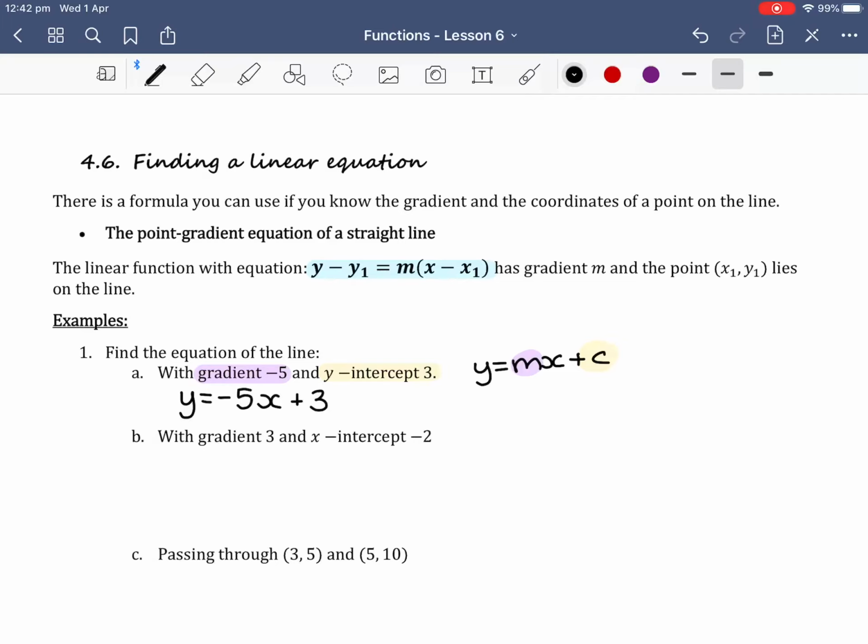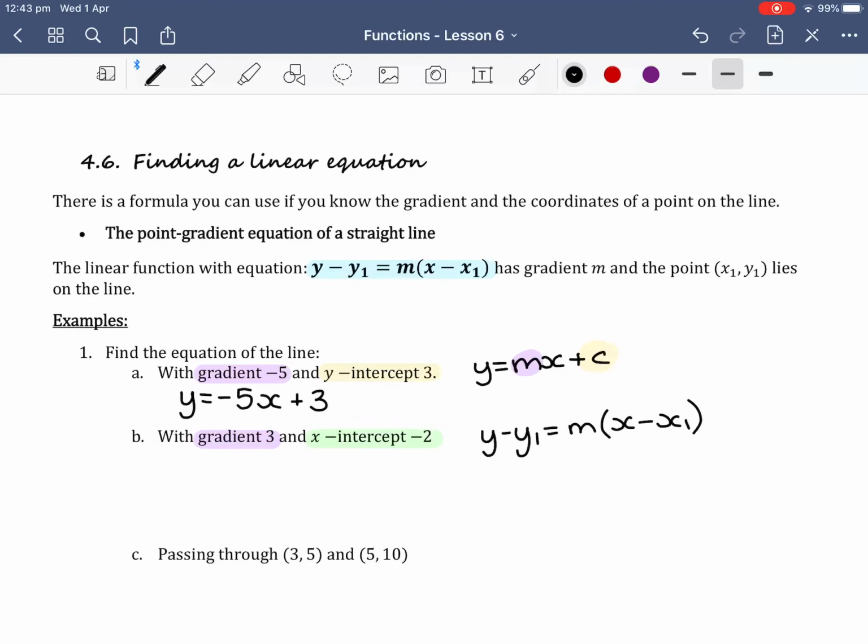Now, for our next example, 1b, we want to find the equation of the line with gradient of 3 and x-intercept of negative 2. Oh, what are we going to do here? So we have an x-intercept of negative 2. So what we're going to do is use our point gradient equation of a straight line. So we're going to use y minus y1 equals m bracket x minus x1.